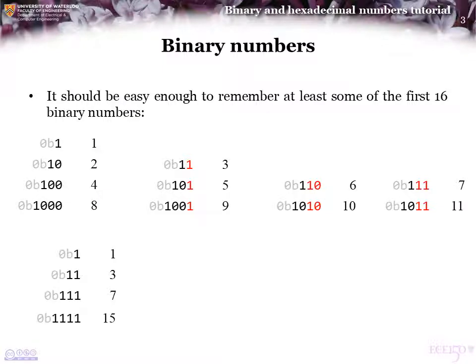Now, if all of the bits are 1, it means it represents a number of the form 2 to the n minus 1. So just a single 1 is 2 minus 1. 2 ones is 2 to the 2 minus 1, or 4 minus 1. 3 ones is 2 to the 3 minus 1, which is 8 minus 1, or 7. And 4 ones is 2 to the 4 minus 1, which is 16 minus 1, or 15.